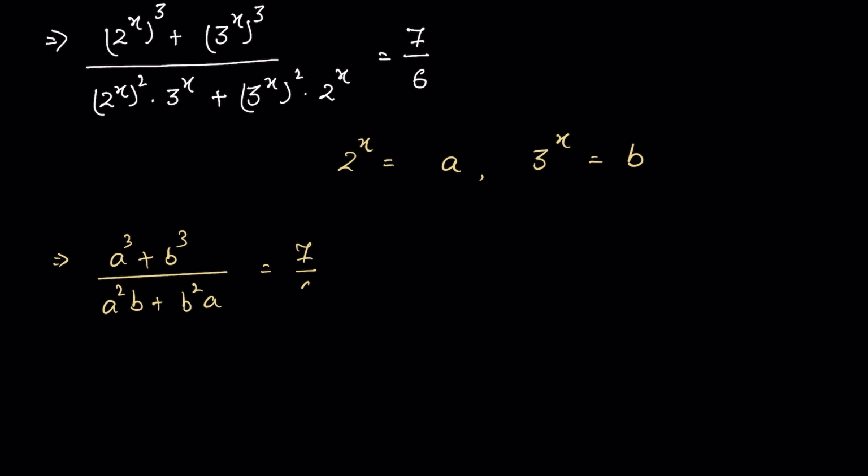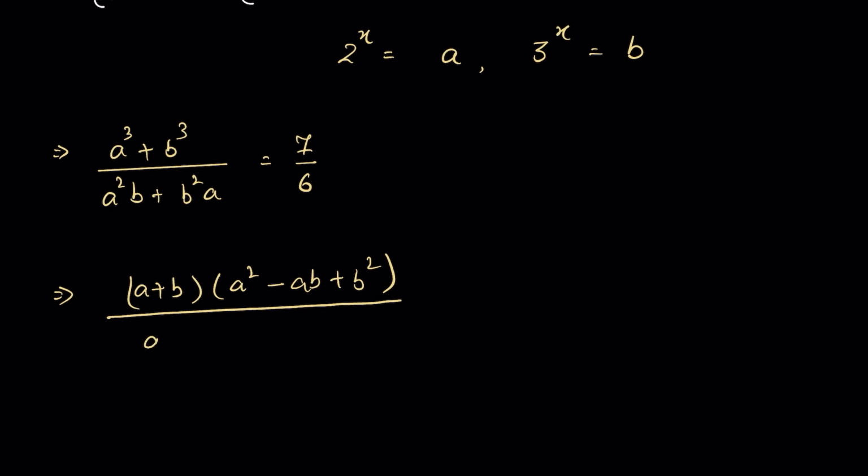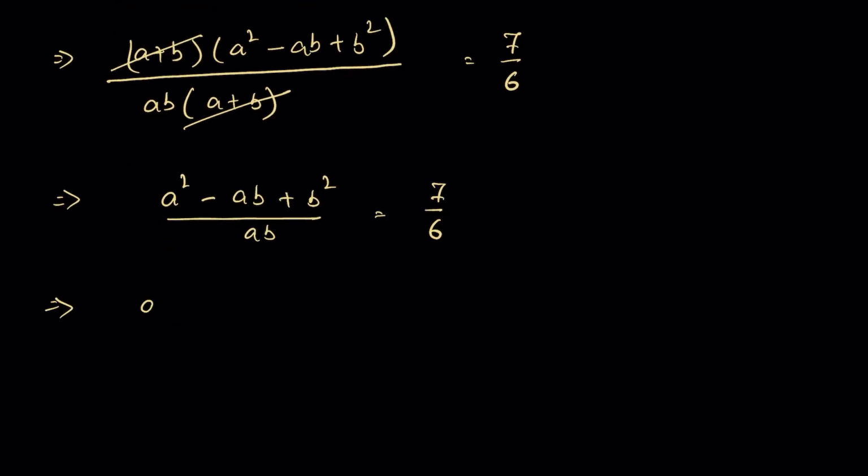Now a cube plus b cube we can expand as (a + b) times (a square minus ab plus b square), and in the denominator we can take ab common and write (a + b). This a plus b is the common factor, we can cross them out. Now we have (a square minus ab plus b square) upon ab equals 7 upon 6. Now ab is the common denominator, so we can write a square upon ab minus ab upon ab plus b square upon ab equals 7 upon 6.